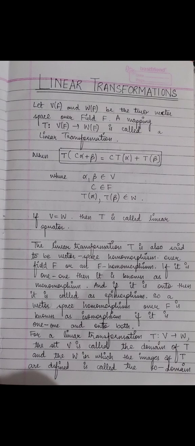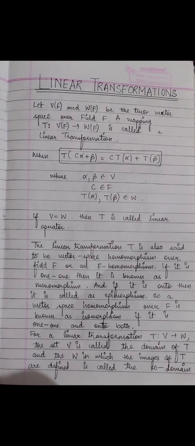The linear transformation T is also said to be a vector space homomorphism over field F, or an F-homomorphism. If it is 1-1, then it is known as monomorphism, and if it is onto, then it is known as epimorphism. A vector space homomorphism over field F is known as isomorphism if it is both 1-1 and onto.